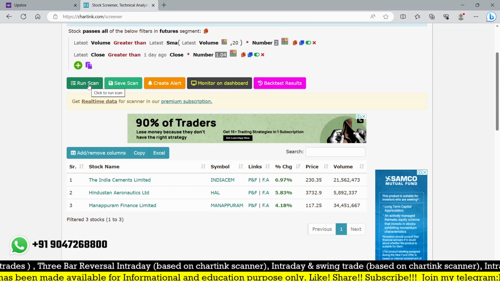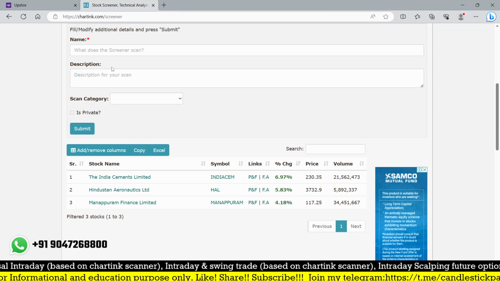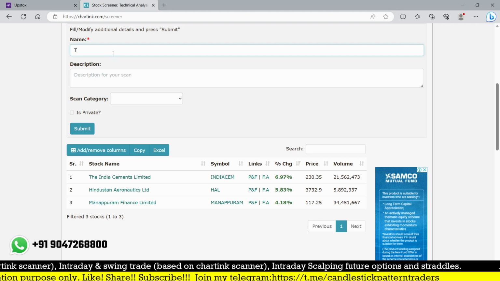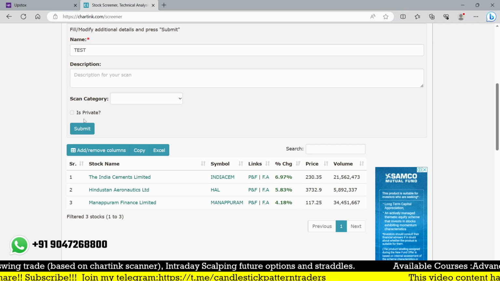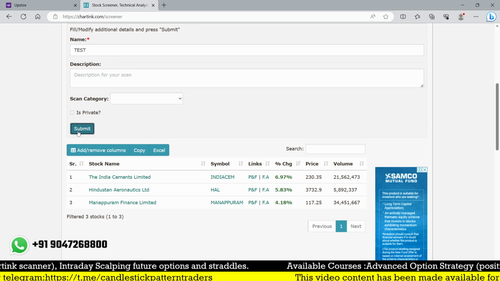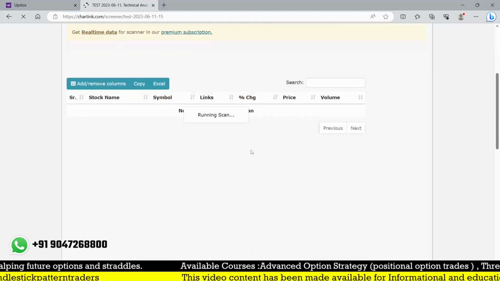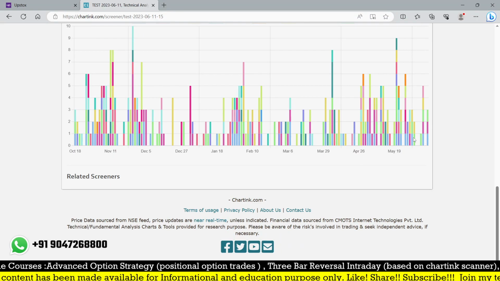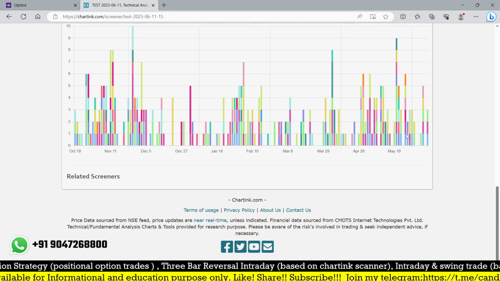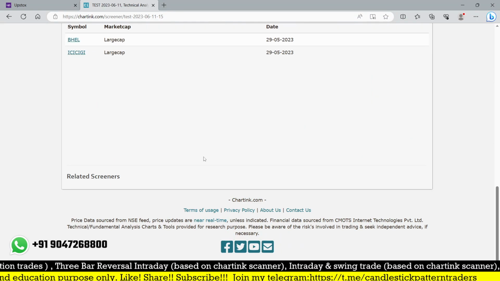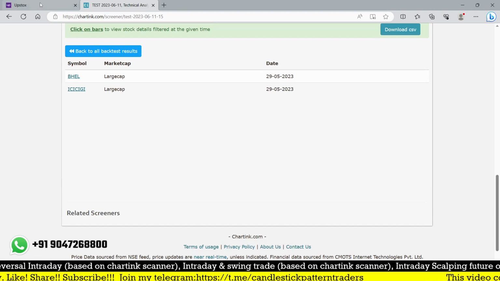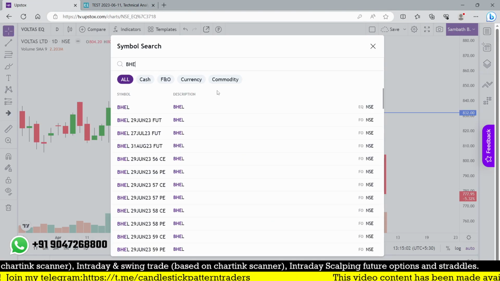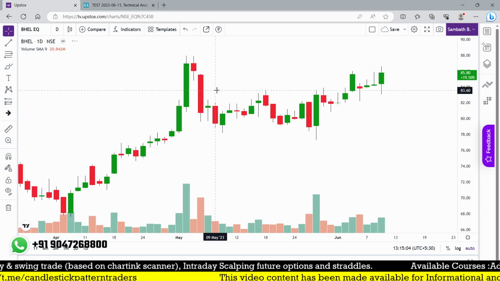And let me save the scan, and we will get the result for backtest. I think I will submit it. So if you are doing it, you will get the backtest. So we find a lot of stocks, and I'm just going to randomly check around 29th May, BHEL and ICICI General Insurance. So let me check whether it looks right.